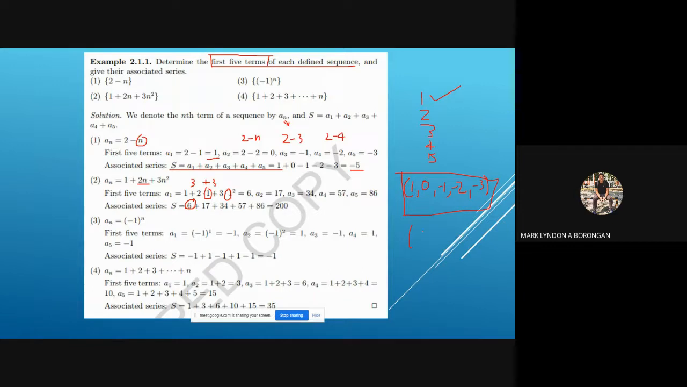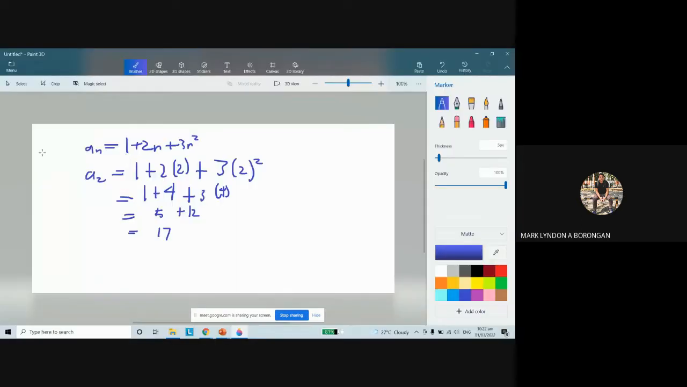So the first term is 6. The second term will be 17. Now, what about the third term? Let's find the third term.